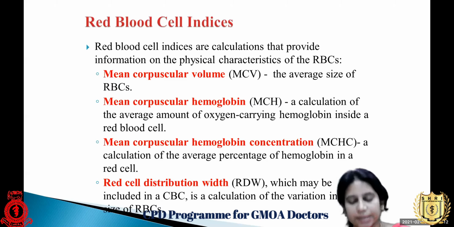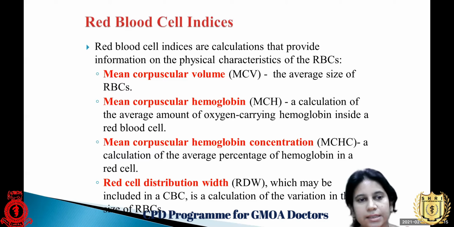Okay, red cell indices. So what is the use of red cell indices in a full blood count report? These red cell indices give you an idea about the red cell morphology, even if you don't see the red cells under the microscope. So you can see the volume and the color of your hemoglobin by assessing these three parameters.